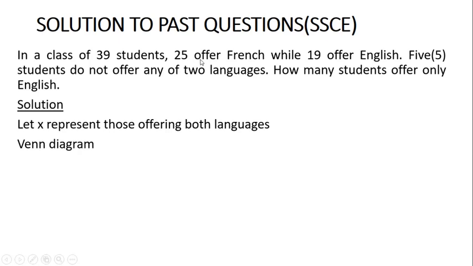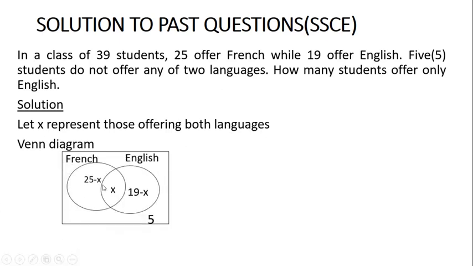So the first thing we need to do is represent those offering both languages by x. X is a variable. You can decide to use y, you can decide to use z, whatever you like. All you need to do is ensure that you define your terms. If you are using z, let's know that z represents those offering both languages.